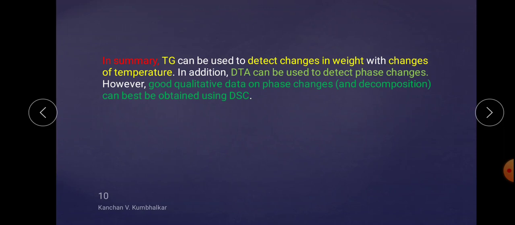However, the good quality data on phase changes and decomposition can best be obtained using DSC. Compared to TG and DTA, DSC is the much more appropriate as well as accurate method to detect changes in phases, decomposition temperature and weight changes. So this good quality data on phase changes and decomposition is obtained by DSC, that is differential scanning calorimetry.